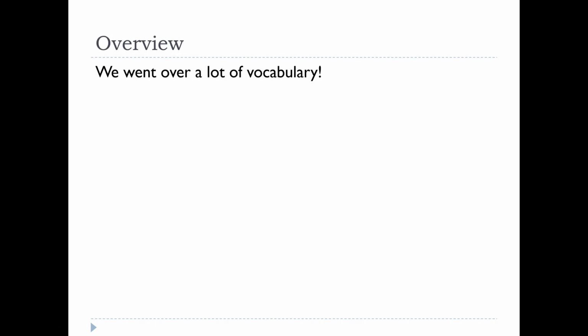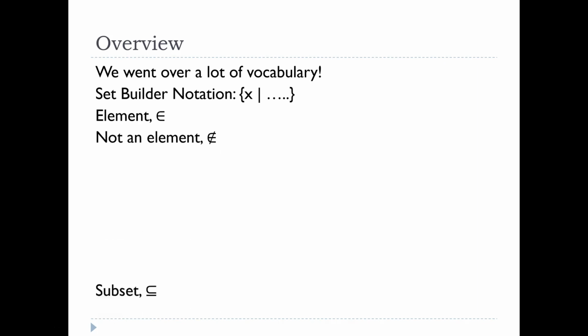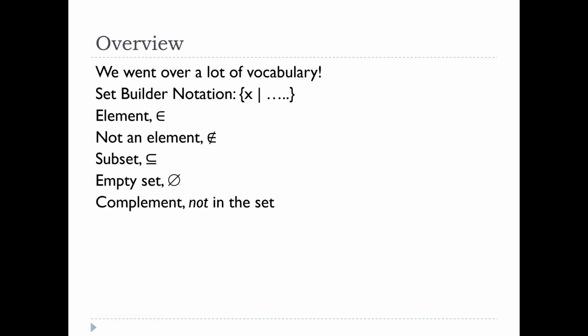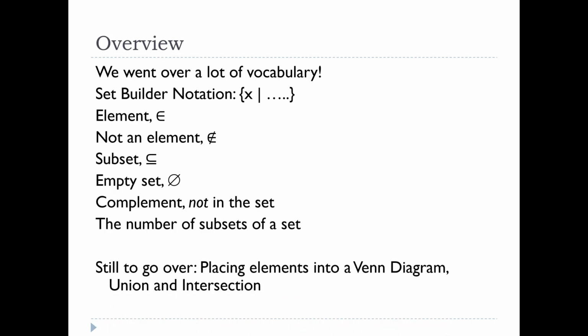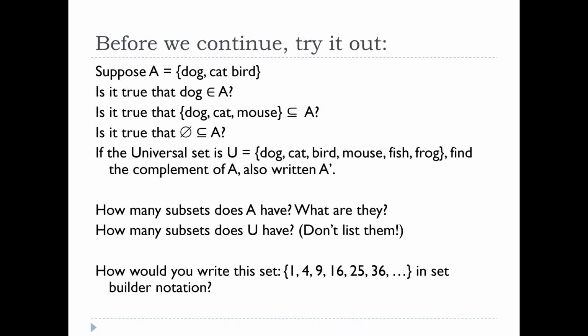Now, we went over a lot of vocabulary. Set builder notation, element, not an element, subset, empty set, complement, number of subsets of a set. That's a lot of stuff, and we're still going to go over union and intersection. So you may want to pause your thoughts for a second and just try some of these out. I'm not going to spend a lot of time explaining the answers, so what you might want to do is just go through each of them yourself and write them out, and then look at the next slide and see if you got it right.